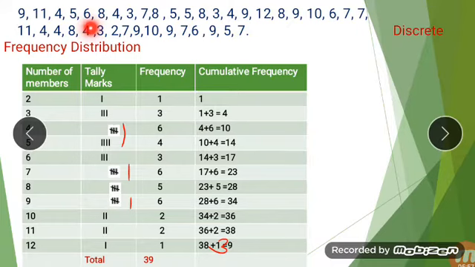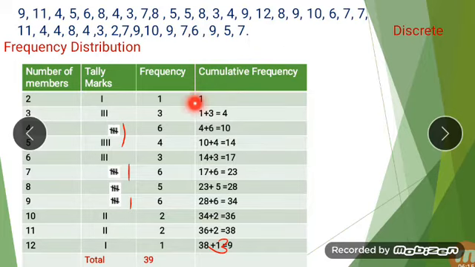And 4 exists how many times? 1, 2, 3, 4, 5, 6, so 6 is the frequency. Then 5 exists how many times? 1, 2, 3, 4, so 4. And 6 exists how many times? Let's count the number of 6.